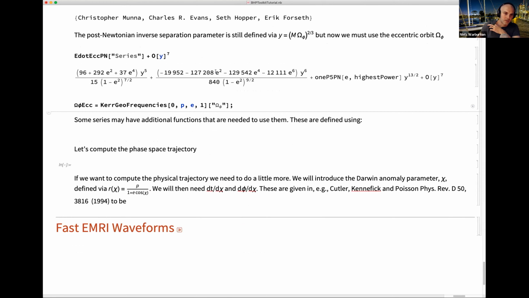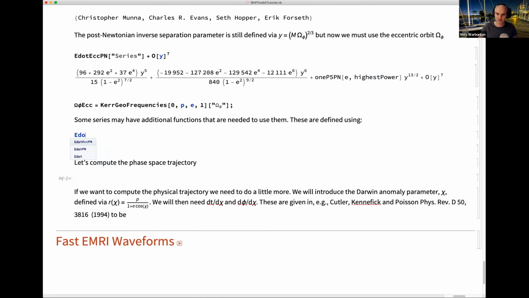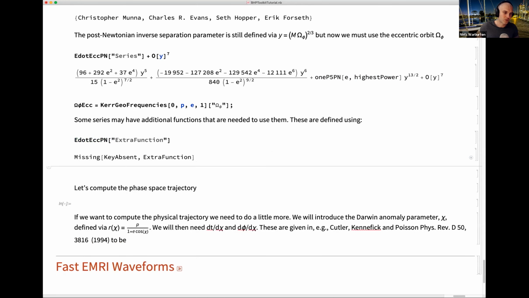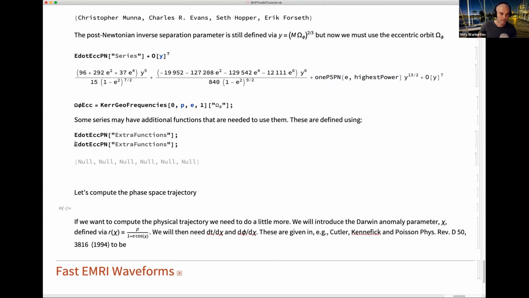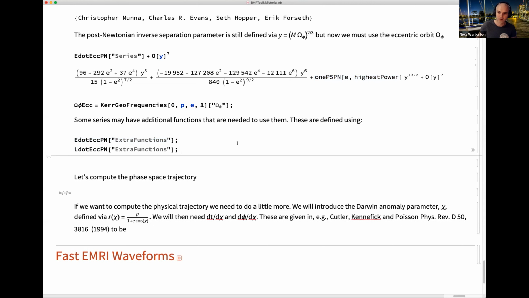Okay, and before we can evaluate this series, we also need to define these functions. The tutorials in this package will show you how to do this. You have to call this command. It won't seem to do anything, but it has the purpose of defining these functions. We'll need to do that for both of the two PN series. So there's those defined.